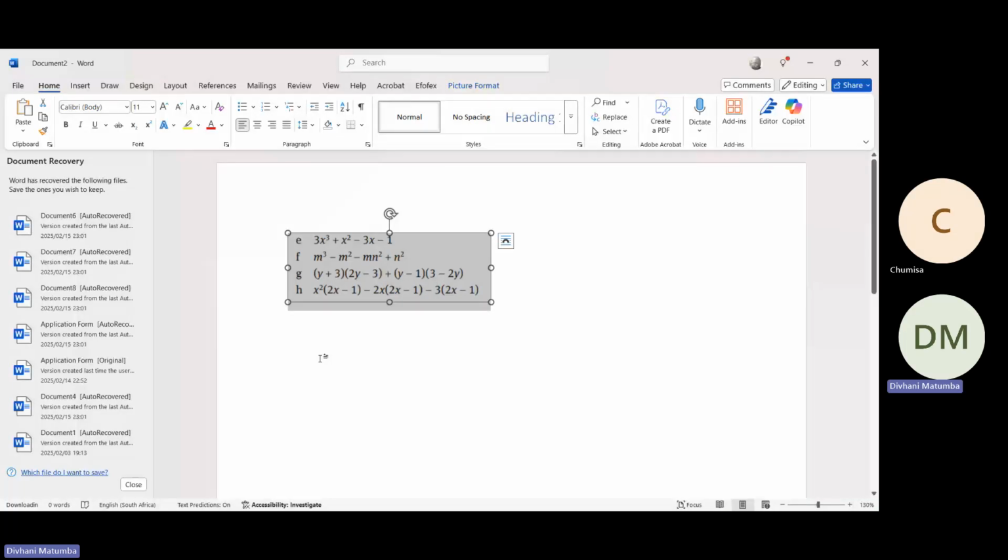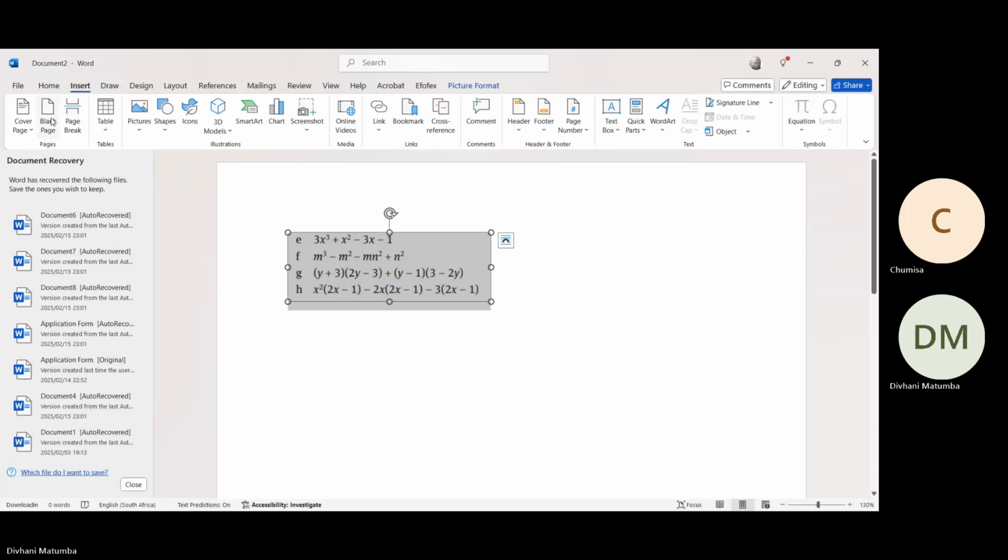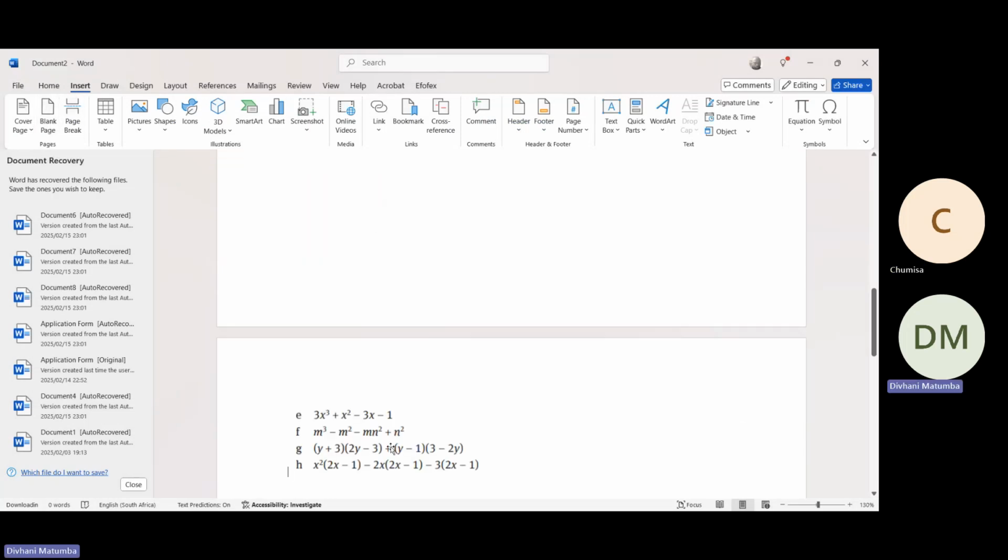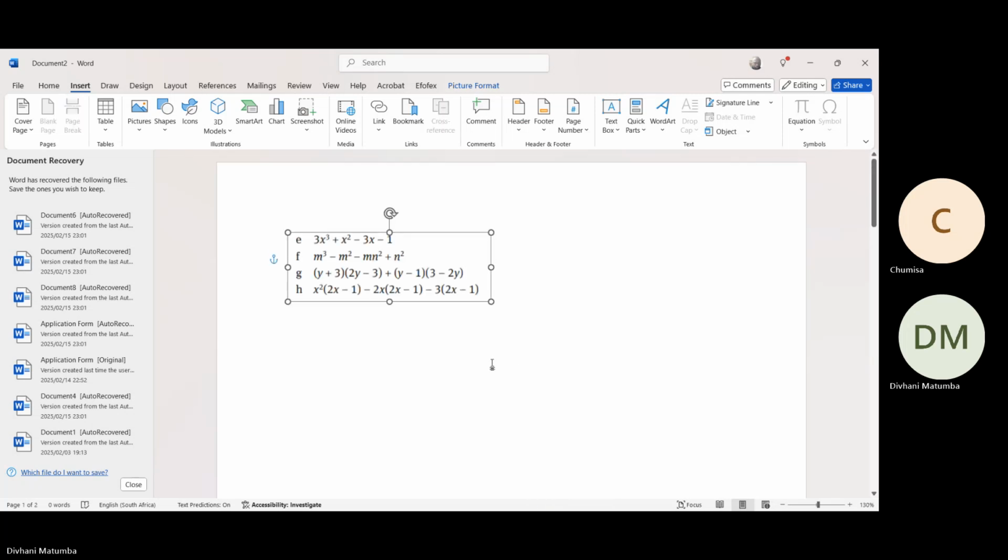Now, how do we start with the first one? You have any idea? Any idea? No, sir. Okay, no problem. So usually the first type of factorization that we did was about taking out the common factor, right?